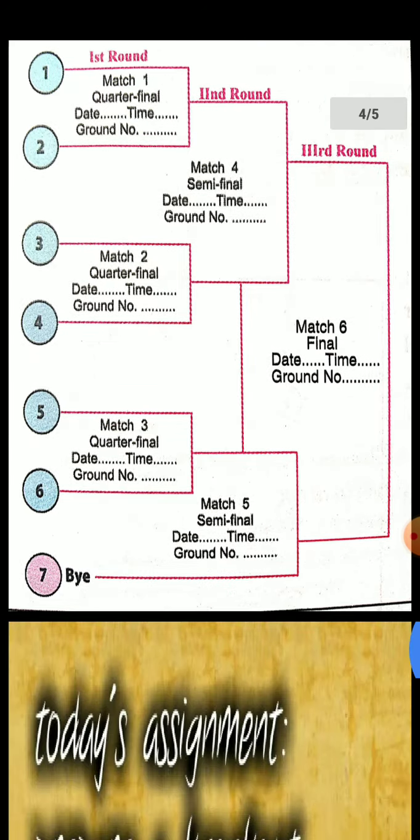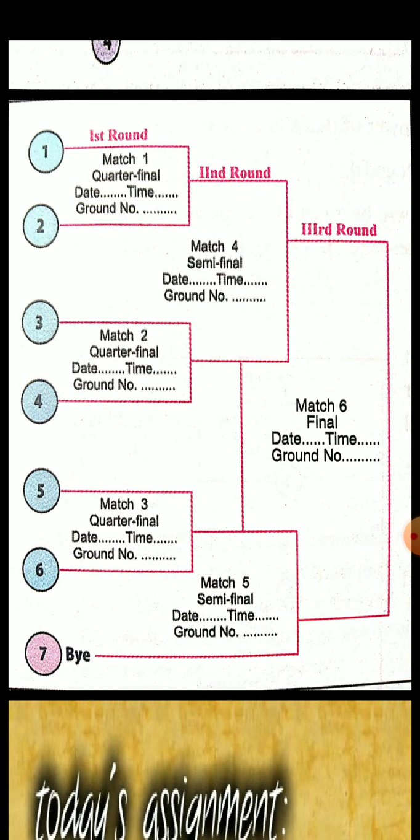Now we are going to discuss the fixture for 7 teams. With 7 teams, first of all you calculate the power of 2, that comes to 8, 2 to the power 3. So there will be 3 rounds. And how many byes will be given? 8 minus 7 is equal to 1 bye.